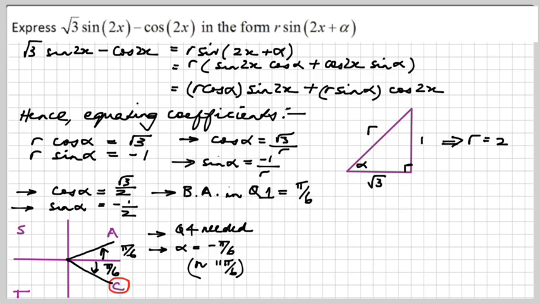You could call it 11 pi on 6, but I can't be bothered calling it 11 pi on 6. Let's call it an acute angle and call it minus pi on 6, yes? Therefore, we're saying that root 3 sine 2x minus cos 2x is equal to 2 sine (2x + alpha), where alpha is minus pi on 6. Don't get that messed up.